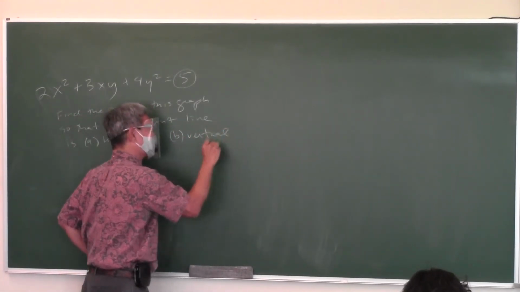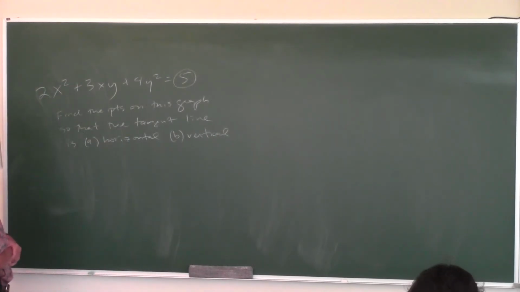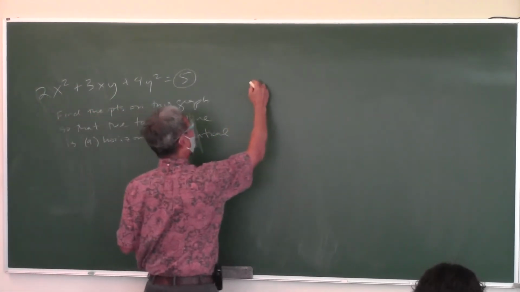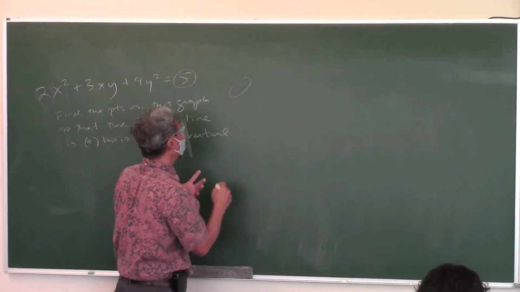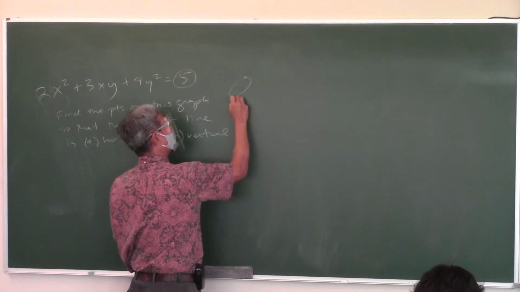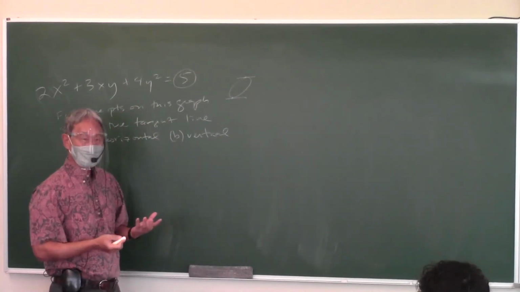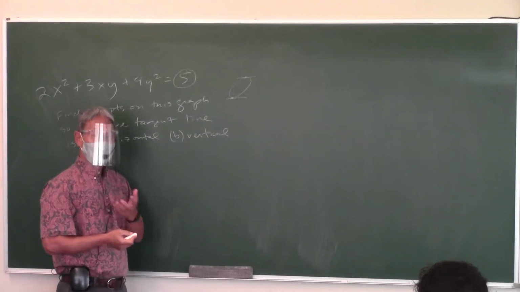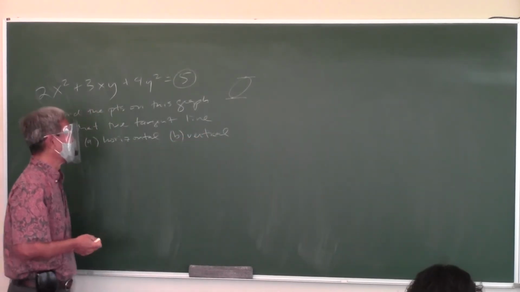On the AP exam, they're going to ask you one of these. They're not going to do both. So if the graph tilts that way, how do you find the 2 points on this tilted ellipse where the tangent line is horizontal? You set the derivative equal to 0 because the derivative tells you the slope of the tangent line.